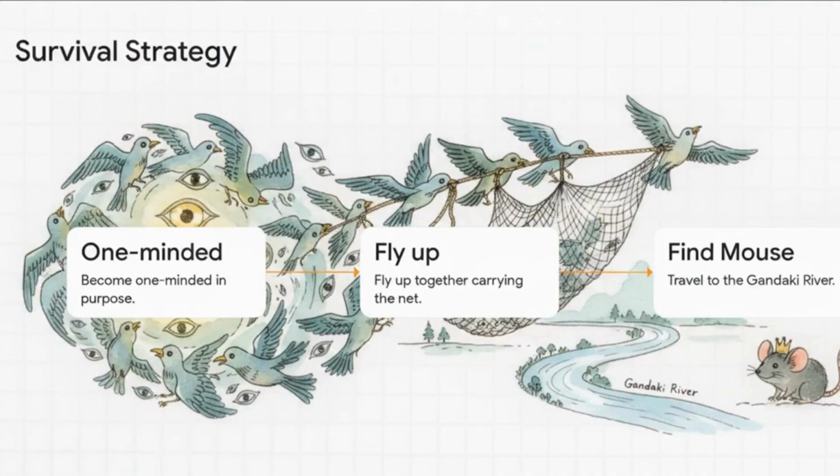Let's see how this builds into a very logical 3-step survival strategy. Step 1, they have to become one-minded. Step 2, once they're synchronized, they must fly up together, literally carrying that heavy net right up into the sky. And Step 3, they travel to the Gandaki River to find Chitragriva's friend, Hiranyaka, the king of mice.